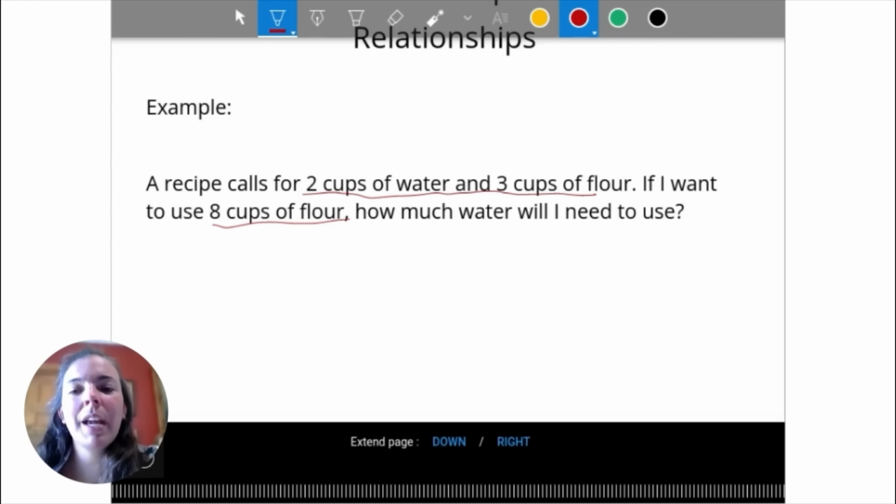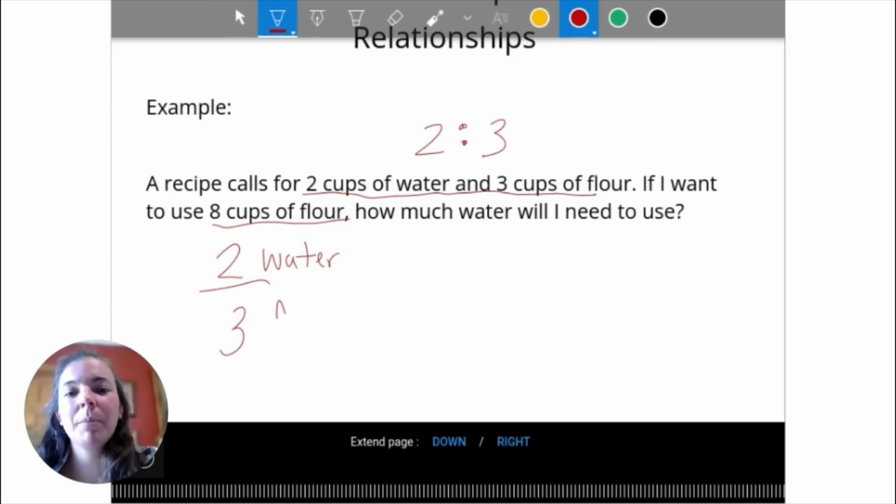So to turn this into a ratio, 2 cups of water to 3 cups of flour, we can write that with the colon, 2 to 3. Or in order to help us do some arithmetic with this, it's a little bit easier if we write this as a fraction, 2 over 3. So we just want to remember that on top we have the water, on the bottom we have the flour. So in a recipe and in any ratio, it needs to stay equivalent. So if I want to use 8 cups of flour, I still need to use the same ratio. So these are going to be equal.